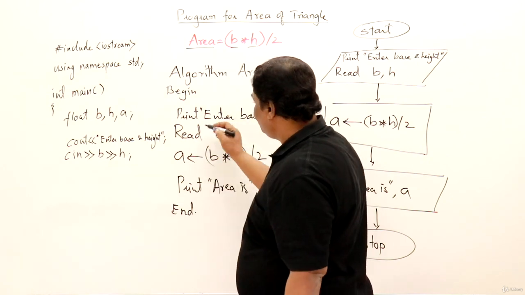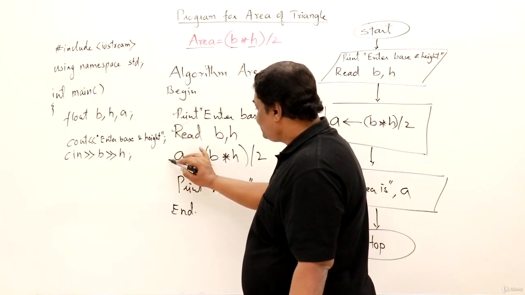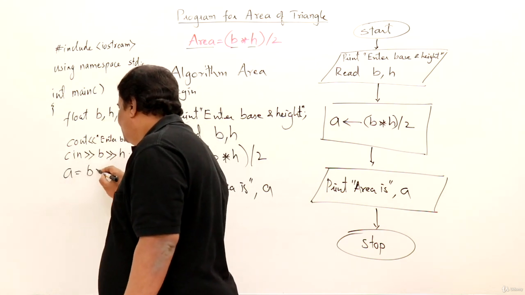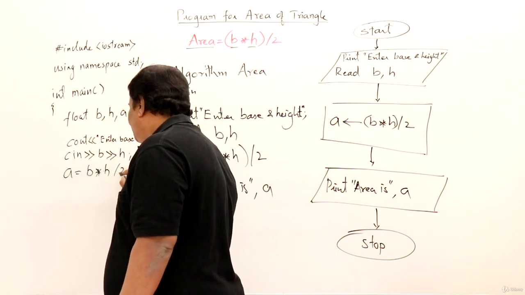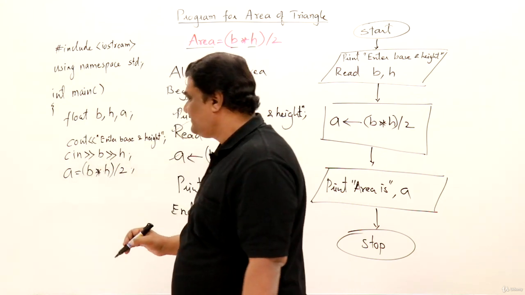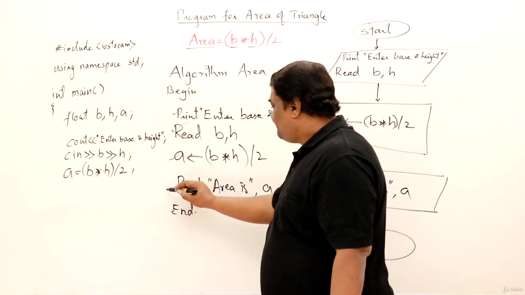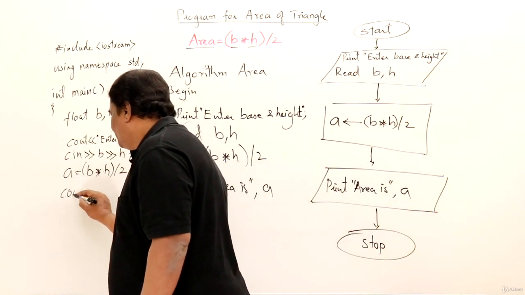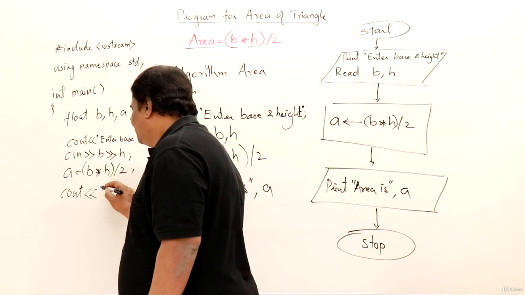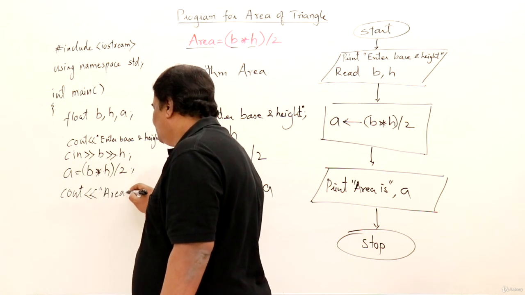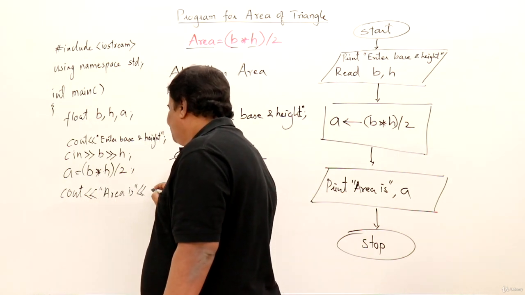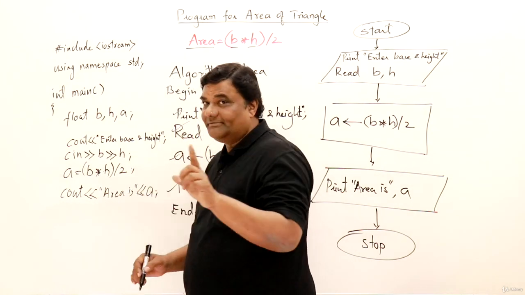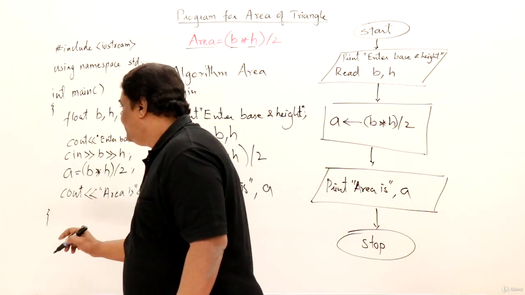The next step in the algorithm, we have finished with this step and this step. The next is process. So find out the area. So A assign B into H divided by 2, and this I can put in brackets. Then the next step is print the result, then end. So here I will write down area is, so cout, first of all a message, that is area is, right? That's a message. Then display a variable. So this is a variable. See, the message should be in double quotes, the variable should not be in double quotes, right? Then end of the program.